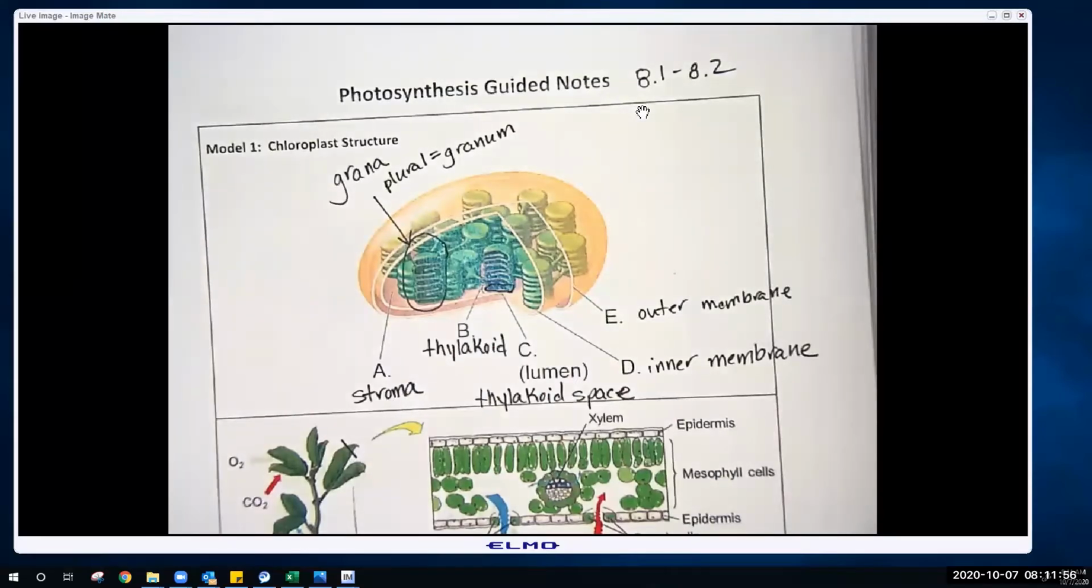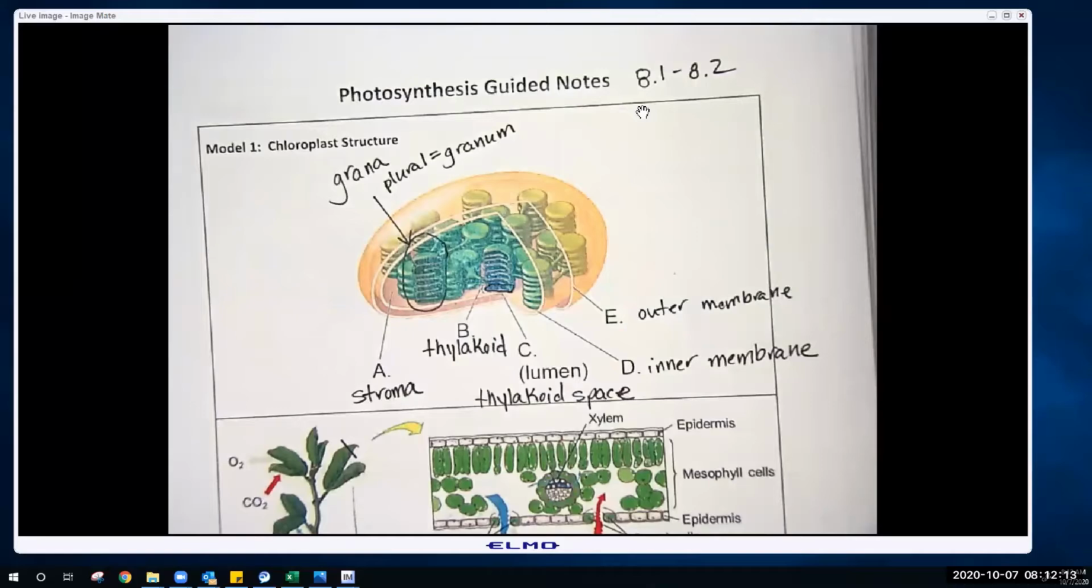We're going to focus a lot on the thylakoids today because notice the thylakoids are green. The thylakoids have the pigment molecules like chlorophyll A and chlorophyll B. They also have other pigments, the carotenoids, that have colors that are like yellow and orange and reds.